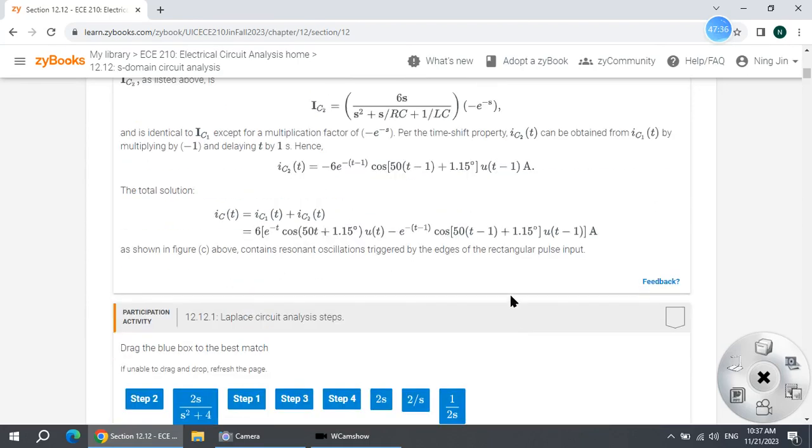Okay, here you should not merge this 50 and 1.150 together, because this 50 is in radians and this 1.15 is in degrees. If you want to combine these two together, you need to change them. Usually you change this to be radians. Okay, you can just keep the answer like this.